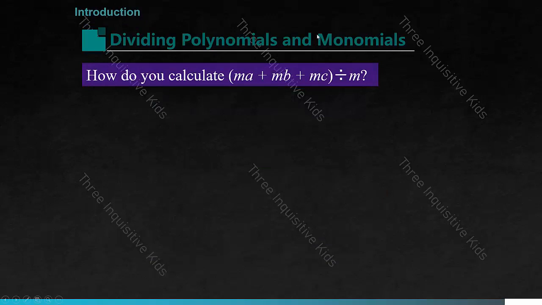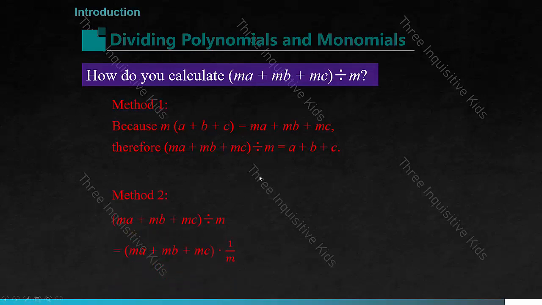So how would you calculate the sum of ma, mb, and mc divided by m? Because m times a plus b plus c equals ma plus mb plus mc, right now we're dividing, so we're technically doing the reverse operation. So this would give us a plus b plus c, the original polynomial again. Method 2 would be to turn this divided by m into a times 1 over m. So now we're dealing with multiplication. And then we can just apply the distributive property of multiplication to get a plus b plus c.